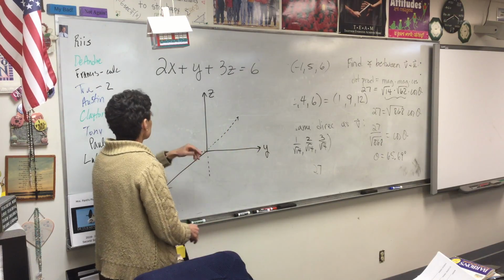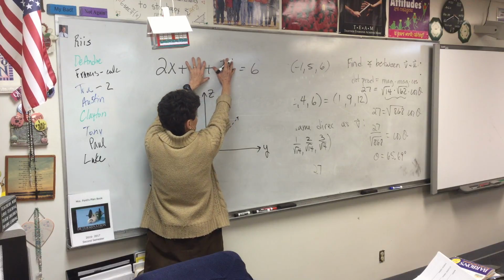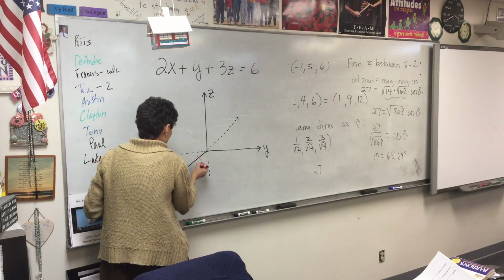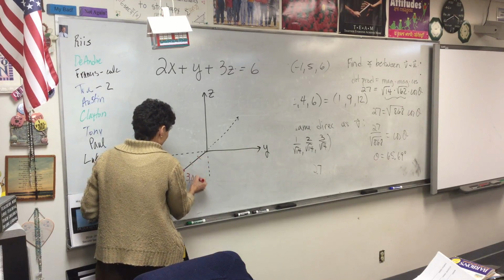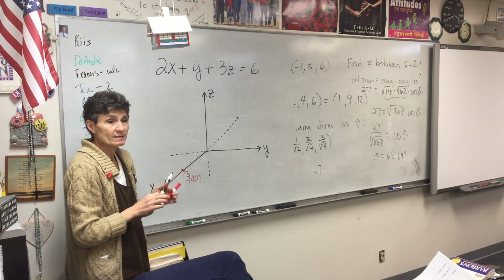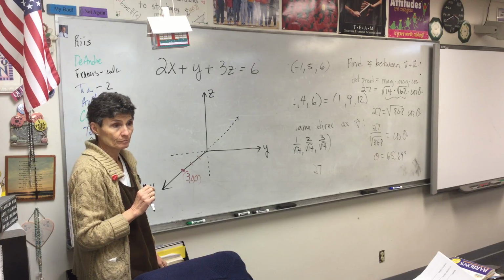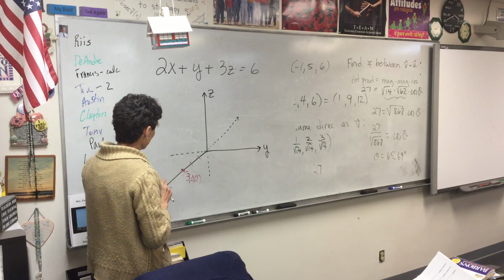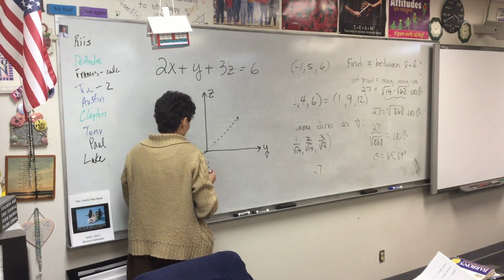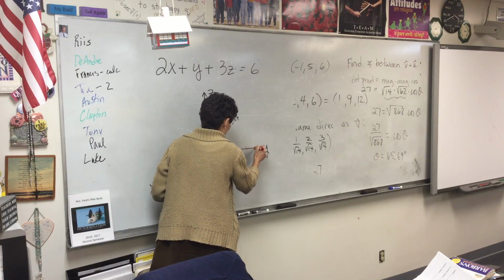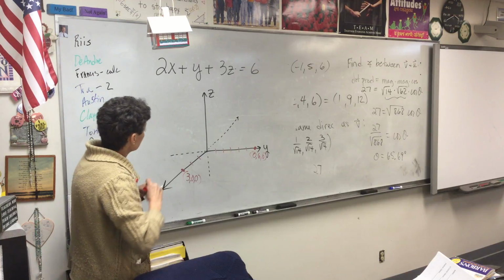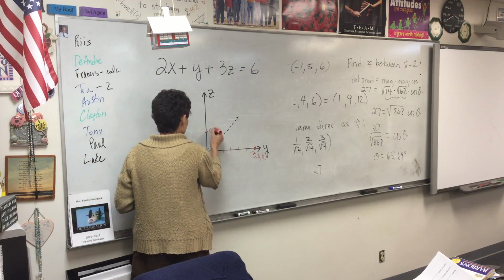All right, so I'm going to do this with intercepts. What is my x-intercept? My x-intercept is 3. So on my x-axis, I'm going to plot the point 3, 0, 0. If you let x be 3, y and z are 0. Now, I'm going to do the same thing with y. What's my y-intercept? 6. So I'll plot my y-intercept, 0, 6, 0. And my z-intercept, which is 2.